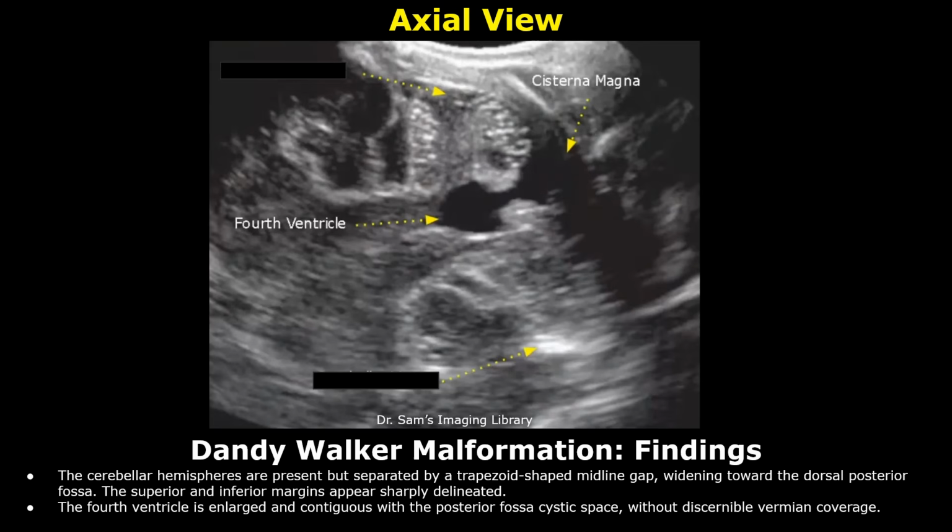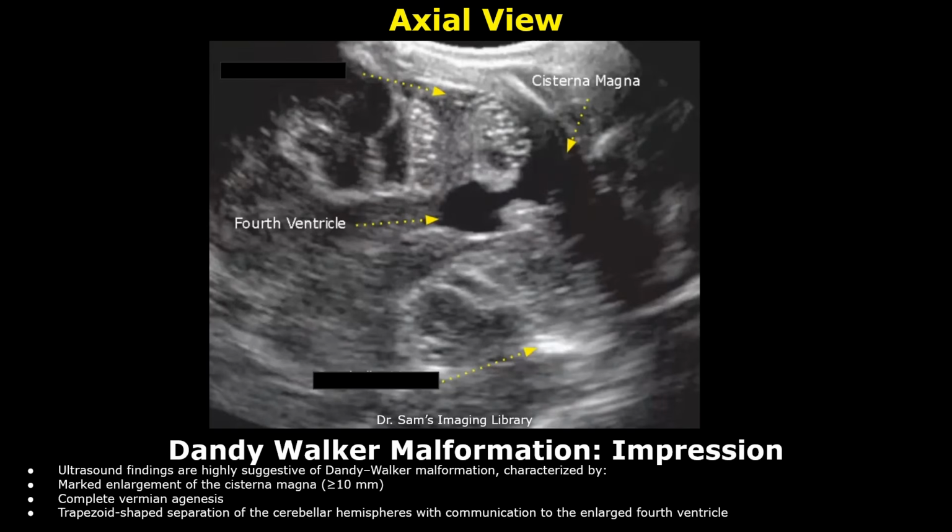The cerebellar hemispheres are present but separated by a trapezoid-shaped midline gap, widening toward the dorsal posterior fossa. The superior and inferior margins appear sharply delineated. The fourth ventricle is enlarged and contiguous with the posterior fossa cystic space, without discernible vermian coverage.